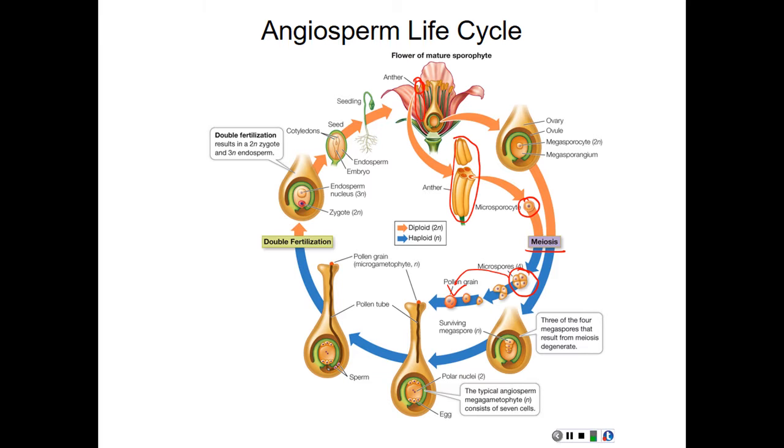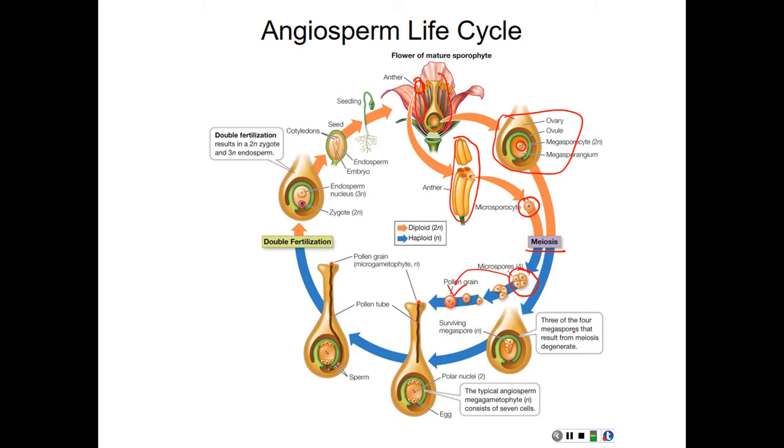Let's take a minute and look at the female structures. So here is our carpel, and for the moment here, let's just zoom in and think about what's going on with this ovary structure. So we have our ovary, and within that ovary is our ovule. So the ovule includes the integument, and it also includes the megasporangium. Within that megasporangium is the megasporocyte.